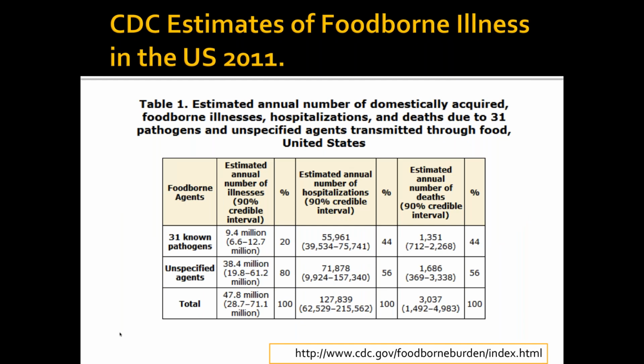So when we look at the total estimate from the 31 known, that's where they get that 9.4 million and the 1,300 deaths. But then you look at what is unspecified, so 80% of the foodborne illness estimate, up to that 47.8 million, they can't specify what caused it. They don't know. We don't know how many, but we know it's better than what they did before because it came down from 76 million to 48 million. But there's still a lot of windage in the estimate. Next slide.